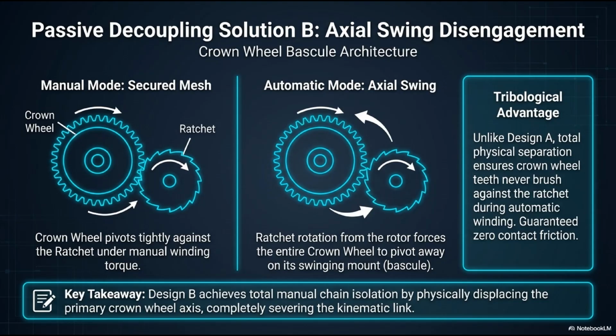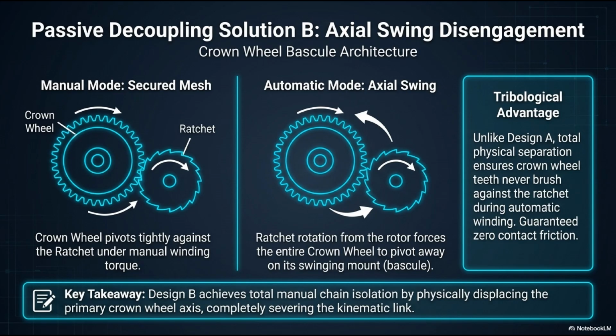There is another, even more robust way to isolate the manual train. Let's look at passive decoupling solution B, axial swing disengagement, featuring the crown wheel bascule architecture. Look at the manual mode on the left. When the user twists the crown, the entire crown wheel assembly is designed to pivot slightly on an elongated axis. The manual winding torque violently forces the crown wheel to pivot tightly against the ratchet wheel, creating a secured, unyielding mesh. The mainspring is wound.